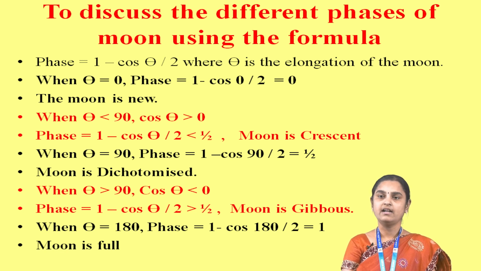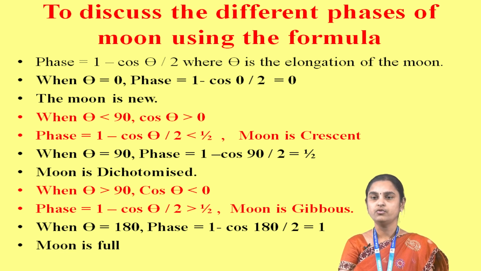When theta is greater than 90 degrees, cos theta is less than 0. Therefore, phase 1 minus cos theta by 2 is greater than 1 by 2, and we see the gibbous form of moon. When theta equals 180 degrees, phase equals 1 minus cos 180 by 2, which is 1. So when phase equals 1, the moon is full, and we can view the full moon.